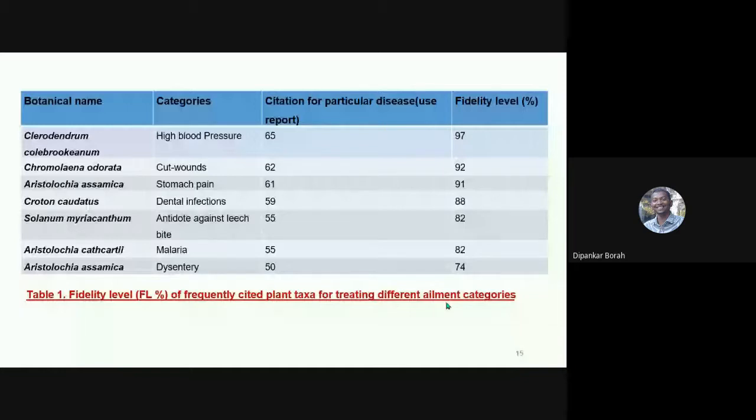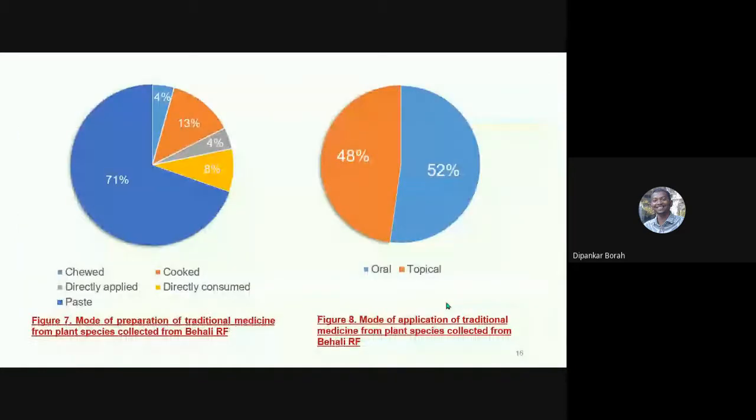Figure 7 shows the different modes of preparation of a traditional medicine. The highest percentage is of paste, followed by cooked, then directly consumed, etc. Figure 8 shows the mode of application of the traditional medicine, and both the oral and topical show almost equal percentage of use.